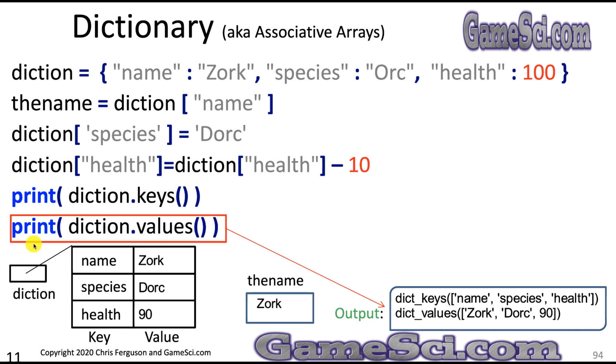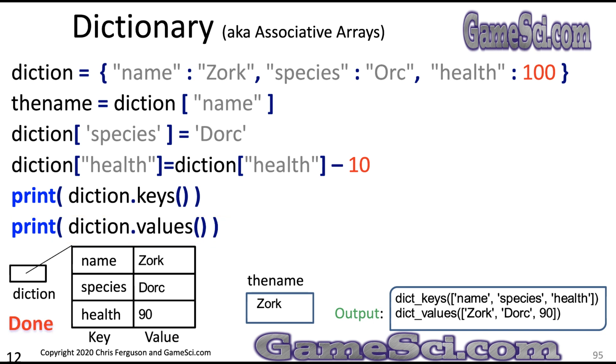You can also access all the values in a dictionary. Once again, I'll go to the diction reference right here. A reference variable points to a dictionary object and extracts the values from that dictionary object. So it'll grab all the values in the dictionary object and return them. And you can see Zork, dork, and 90 are returned from the dictionary object. This is useful if you want to loop through all the values stored in the dictionary.